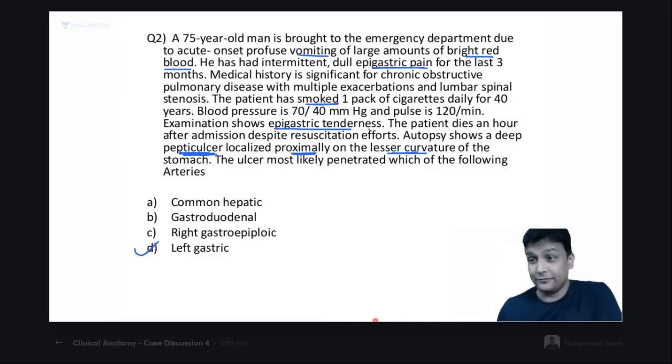Yes, Saurav. Distal, you have to go for the right gastric artery. If proximal and distal are not given, then you have to go for the right gastric artery. Why? Because it is the most common.